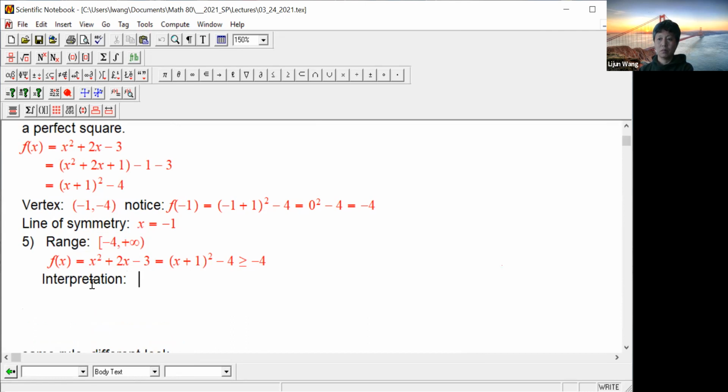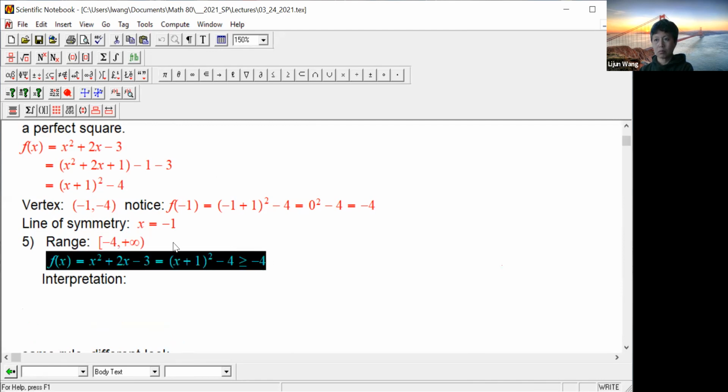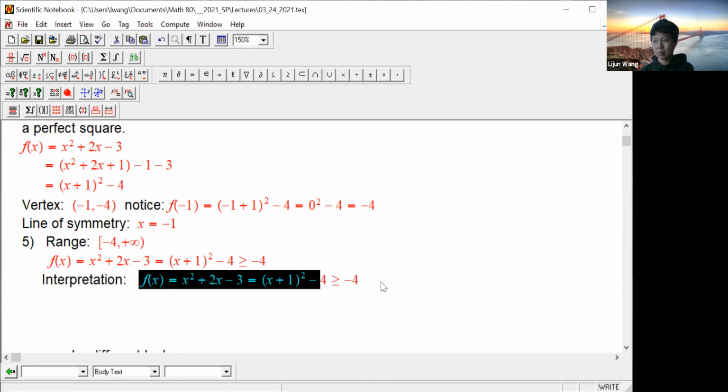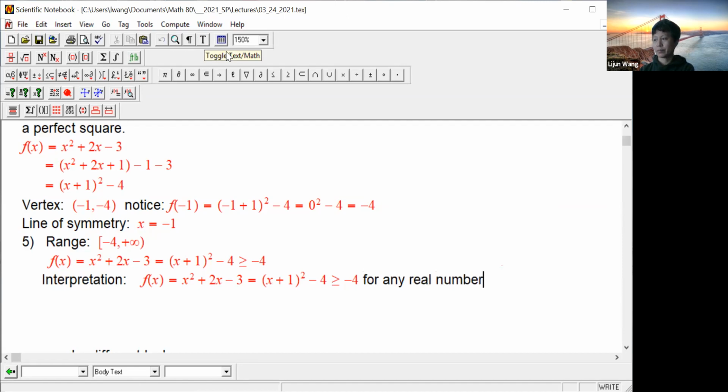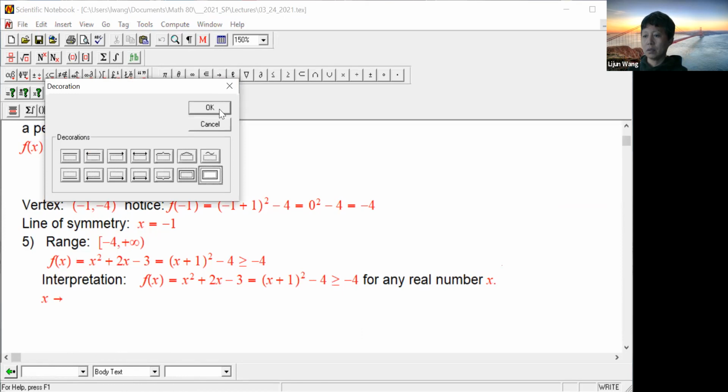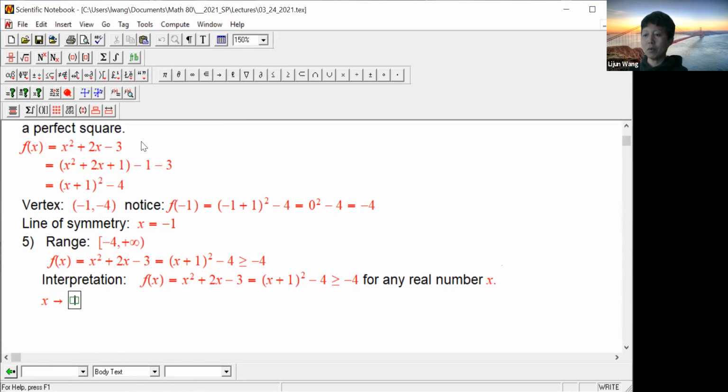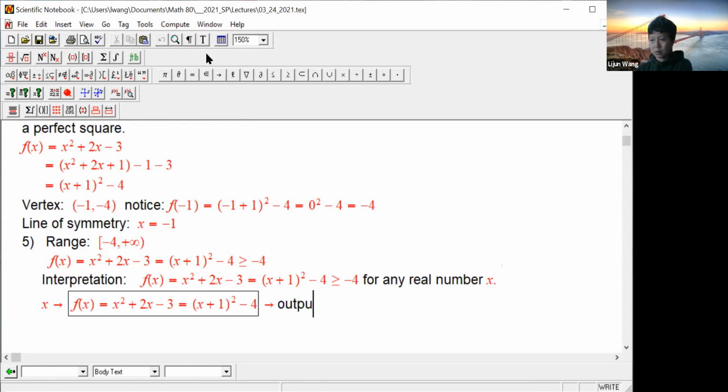What does this mean? It means that this rule of the function, in whichever form you have, that's the output, is larger than or equal to -4 for any real number x. That's the interpretation. Or x as input, right? And our function is such, you can use any form, the output f of x is always going to be at least -4. That's the meaning.